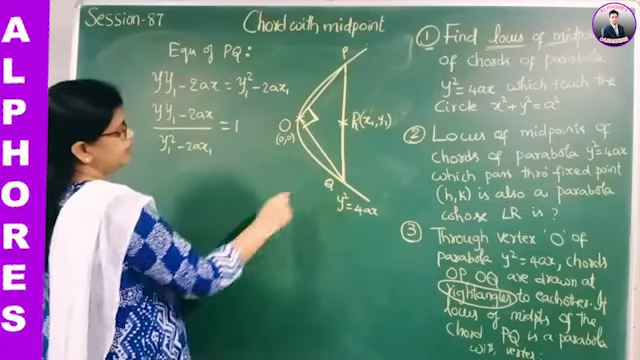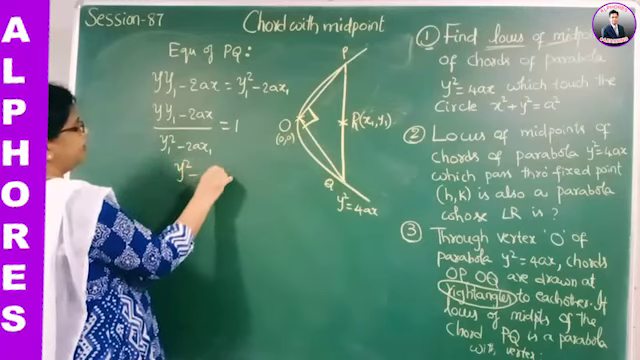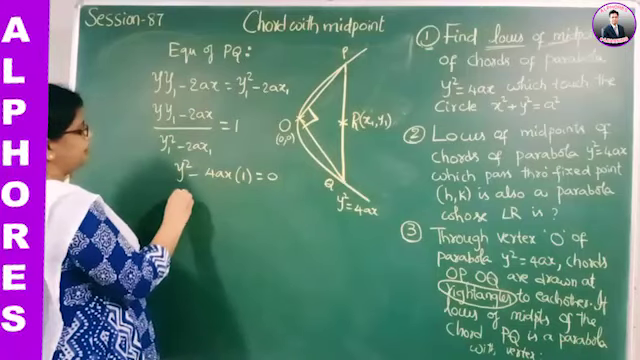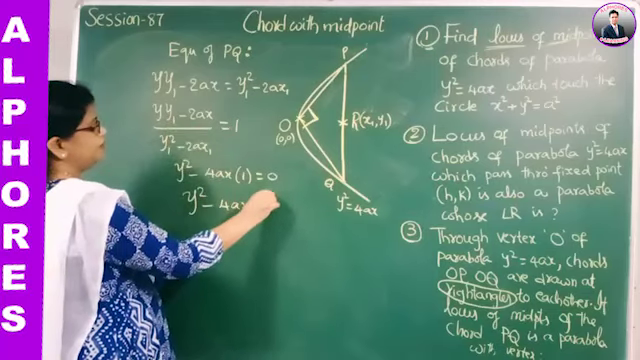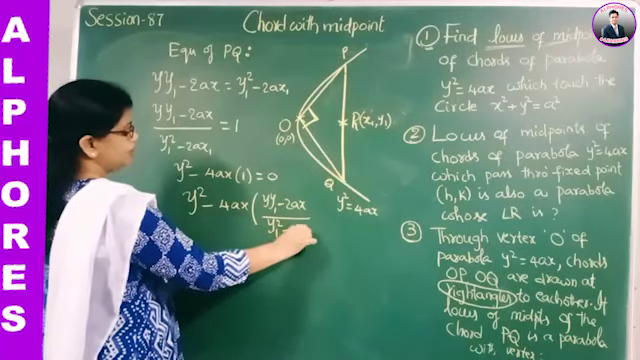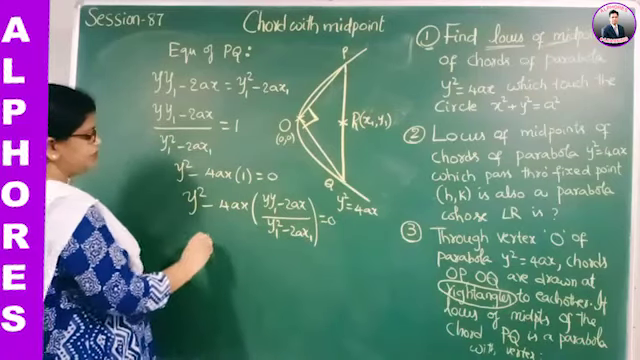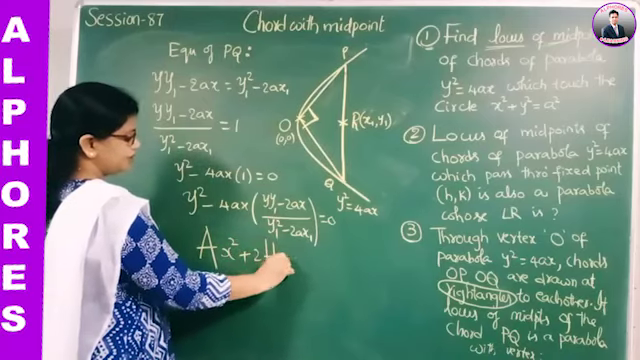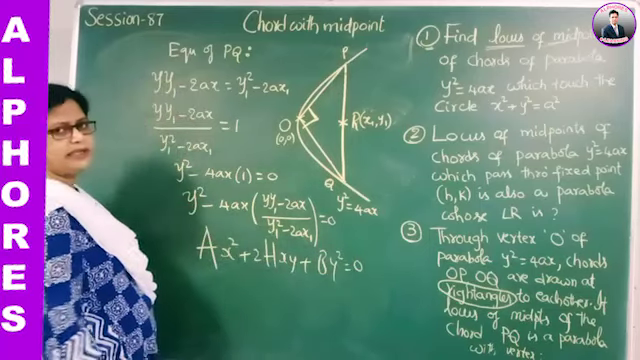And now this is the equation of the parabola. Therefore here y square minus 4ax into 1 we write equal to 0. And what is that 1 value here? It is y square minus 4ax into 1, which means y1 minus 2ax divided by y1 square minus 2ax1 is equal to 0. Now if you simplify this equation, you obtain an equation of this model, ax square plus 2hxy plus by square is equal to 0.